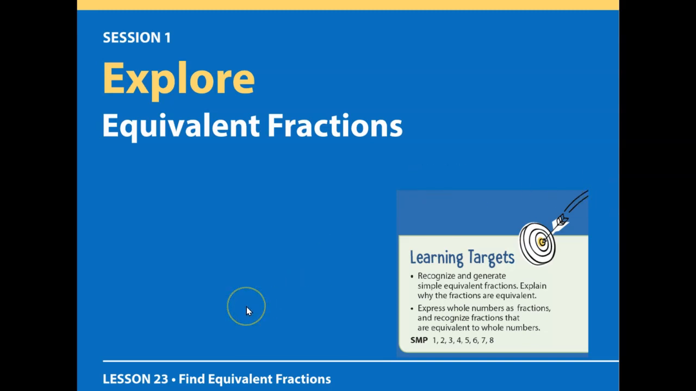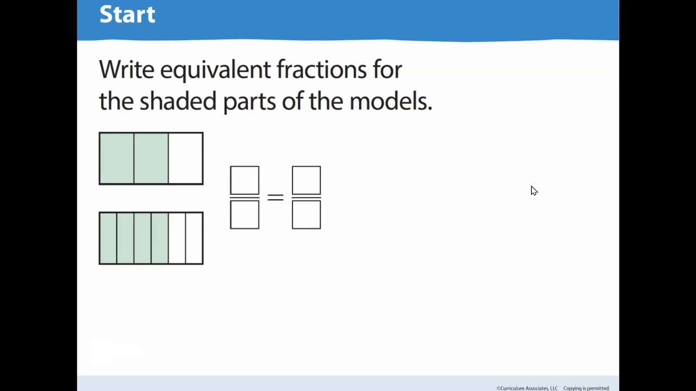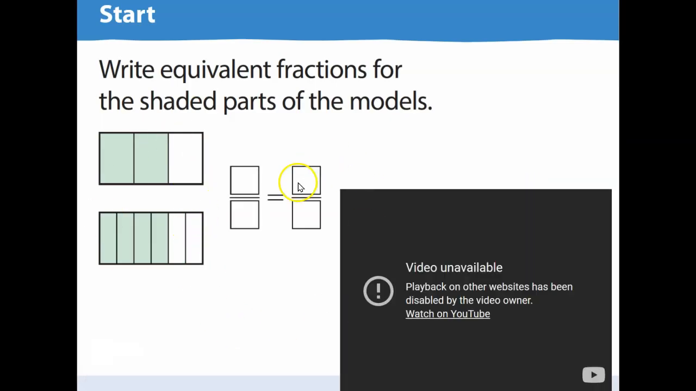All right, we're going to start a new lesson, lesson 23, find equivalent fractions. We're doing session 1. So look at this model, okay? So the first fraction is, let's do the top one, okay? How many total do I have right here? 3. Is that the top number or the bottom one? The bottom. And what's that called? Denominator. How many are highlighted? 2. So the first fraction is 2/3.